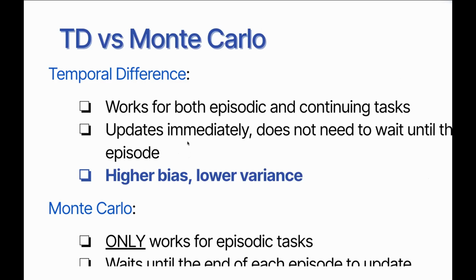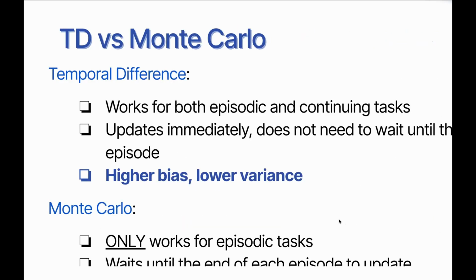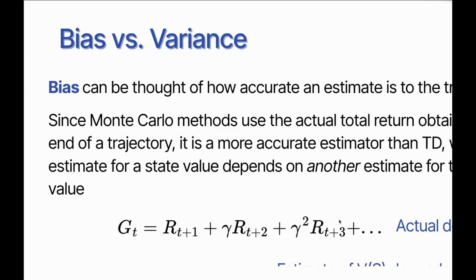Temporal difference versus Monte Carlo, right? Temporal difference works for both episodic and continuing tasks because it relies on a one-step update, not the total return. It updates immediately. It does not need to wait till the end of the episode. It has higher bias and lower variance. We'll talk about that in just a sec. Monte Carlo only works for episodic tasks. It waits until the end of each episode to update, but it has lower bias and higher variance. So the answer to which one has lower randomness is TD. Okay. Variance is randomness. What is bias?